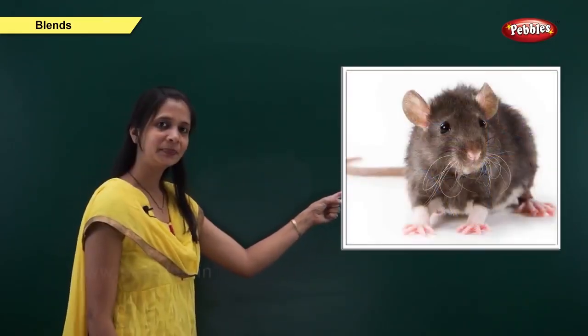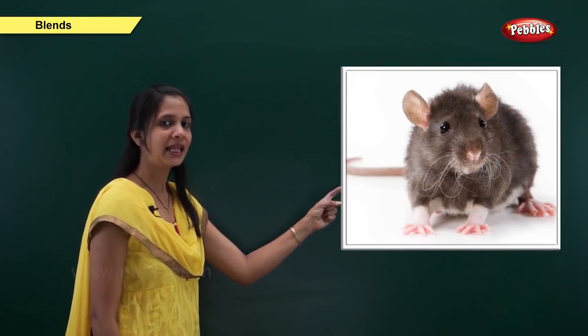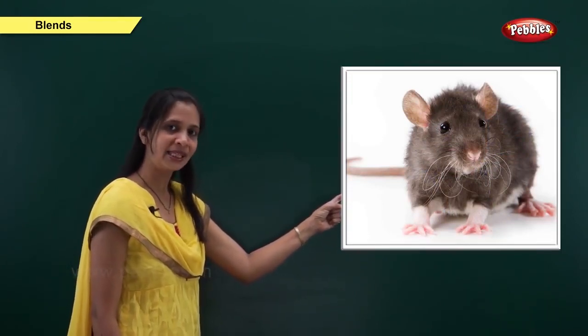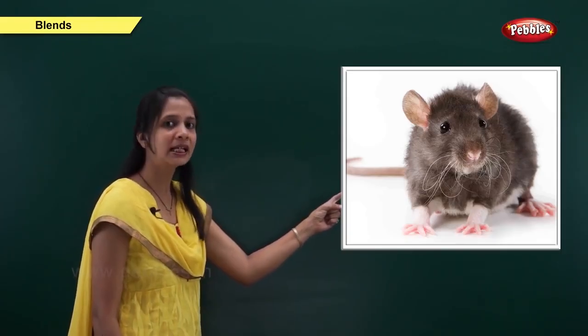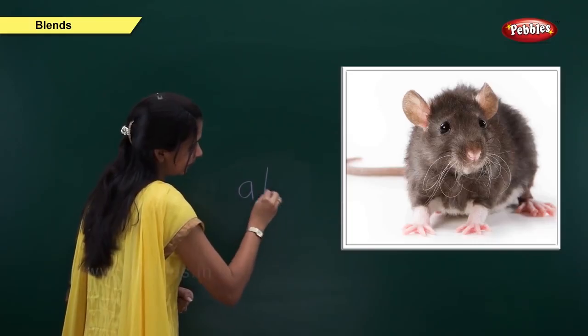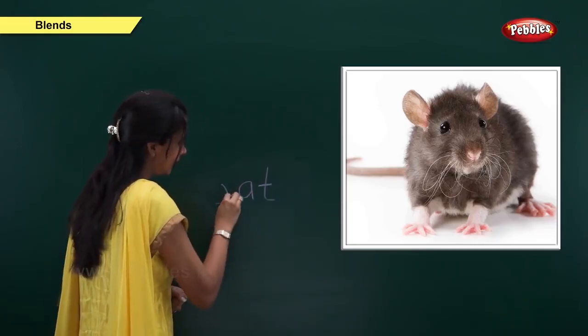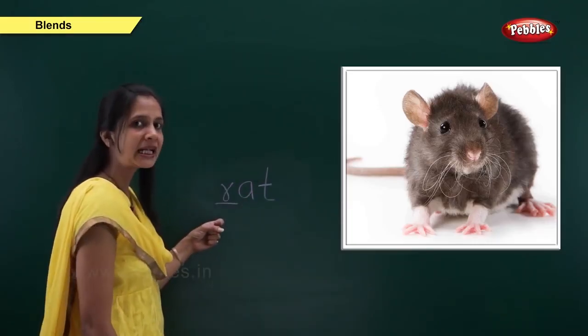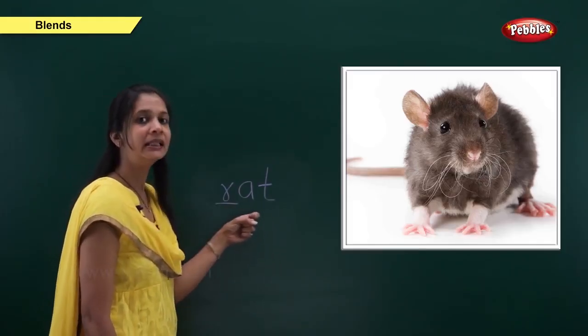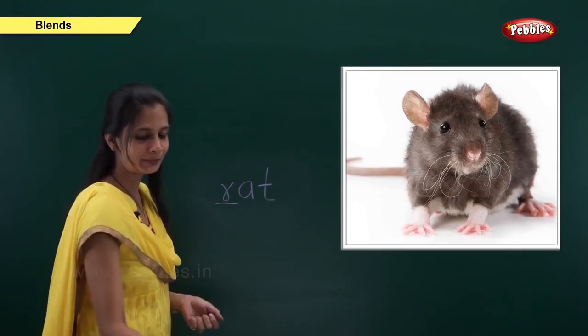What is it? Yes, it is rat. What is the sound of it? R-A-T. So, beginning sound of it? R. So, R. Here it is. R means R. R says R. Okay. So, R-A-T. Rat. Next one.